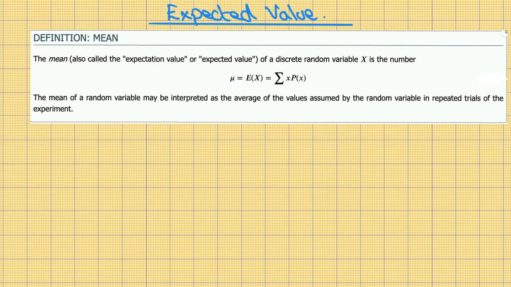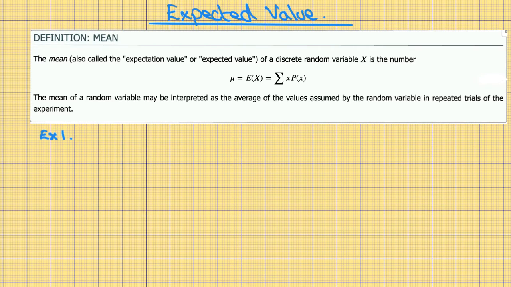Expected value. The expected value is also the mean of a discrete random variable X. So mu equals E of X, which equals the sum of x times the probability of x. The mean of a random variable may be interpreted as the average of the values assumed by the random variable in repeated trials of the experiment.